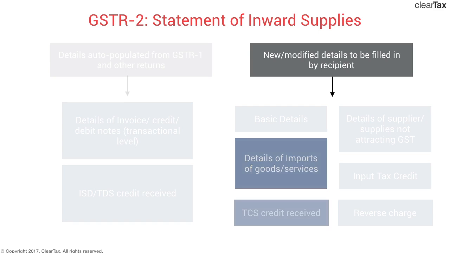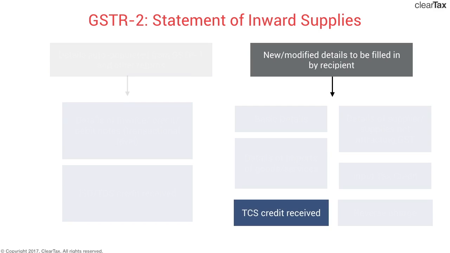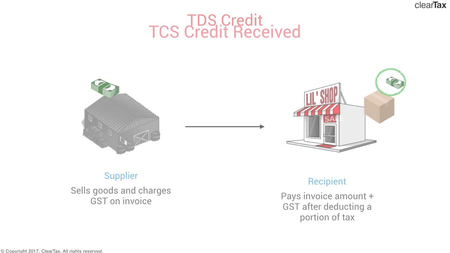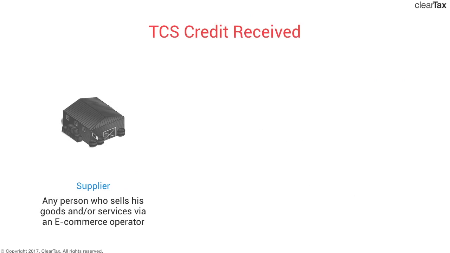The third is related to TCS credit received. This is different from TDS. We've seen what TDS is. The recipient is supposed to pay tax and the amount of invoice to the supplier after deducting a portion of tax. While in TCS, there's the e-commerce operator element involved.